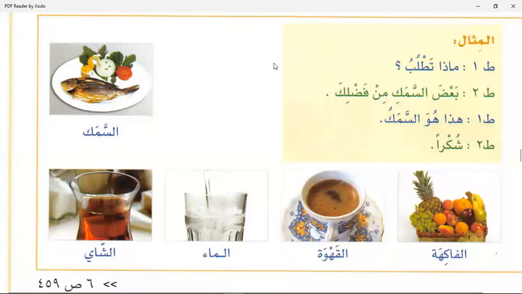And raise your hand. Anybody who wants to read, raise your hand. Miss Amin Abdi Hassan, you are first student, and Miss Saima Muhammad, you are second student.